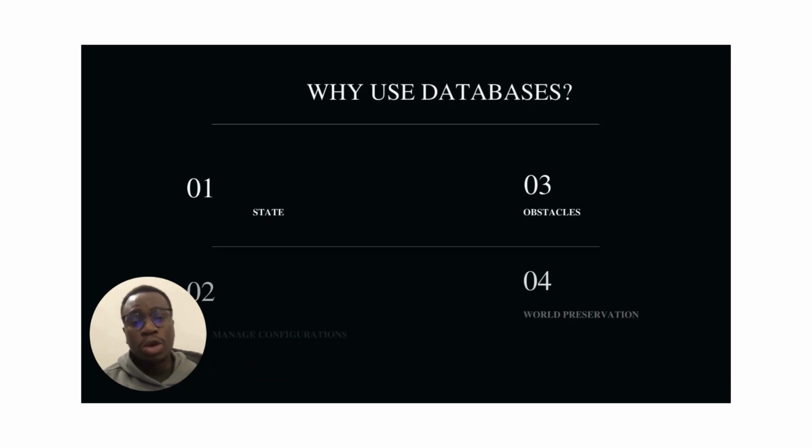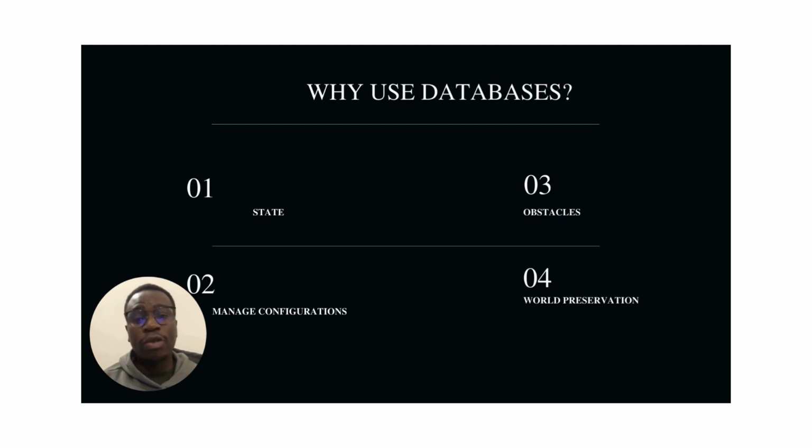In the Robot Worlds project, a database is essential for maintaining the state of the world, managing the robot's configurations, storing obstacles, positions, and preserving the world across different sessions. Without SQL, the persistence of the state, robot data, and user interactions would be impossible, making it critical to the dynamic and interactive nature of the robot worlds.